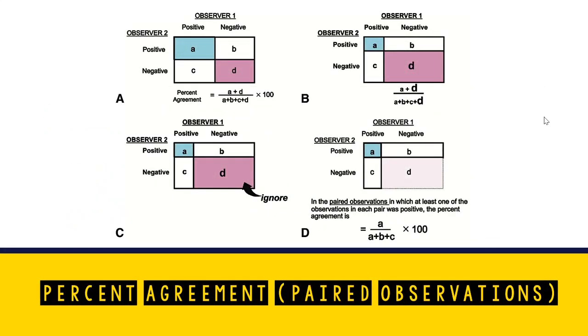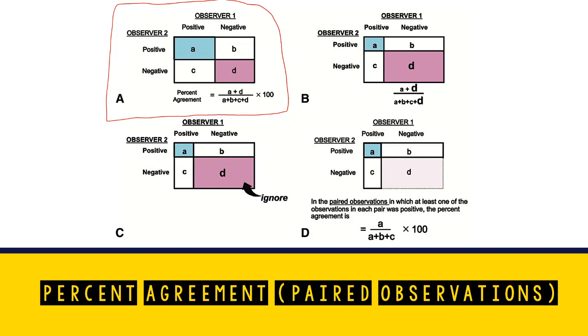So start with the paired observation. Now, what is the formula for your overall percent agreement if it is a paired observation? When we say paired observation, it means there are two observers. Before I explain how we come up with the formula, try to look first at your 2x2 table. Try to look at how it is arranged.